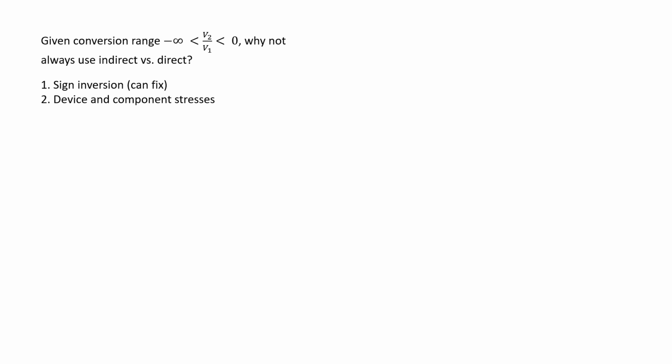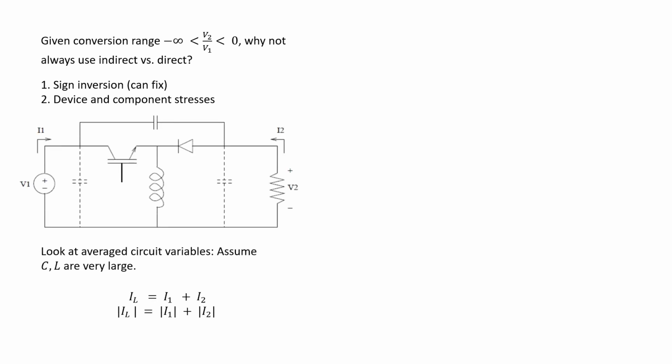Yeah, the second one is device and component stresses. Stress means you work too much, right? Yeah, so an electronic component can also be affected by stress. I mean, if it works too much, it works over capacity, for example. So let's analyze and make a comparison between the indirect converter and the direct converter in terms of component stresses.